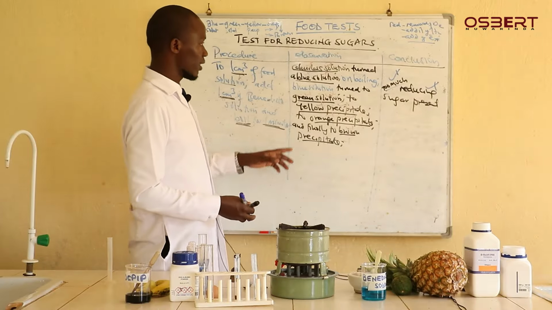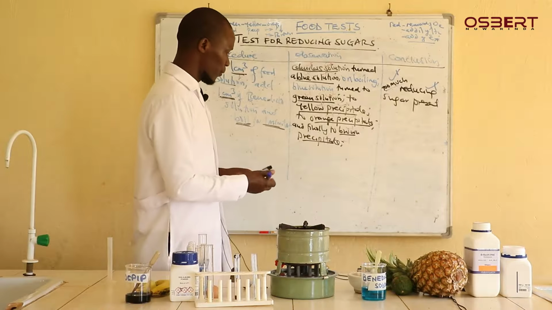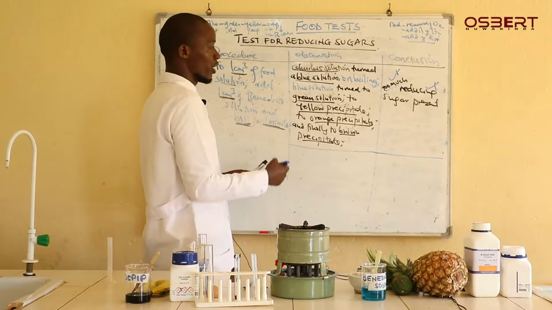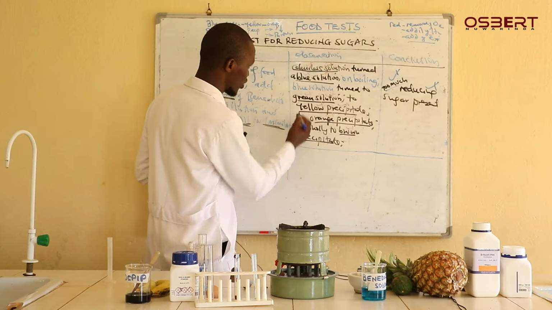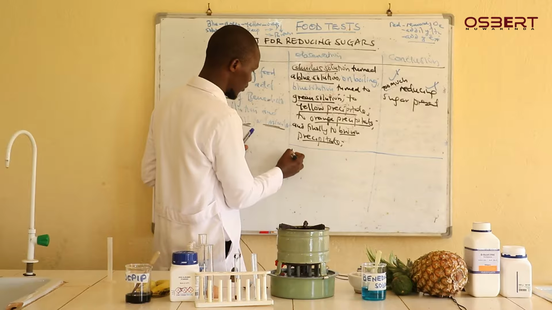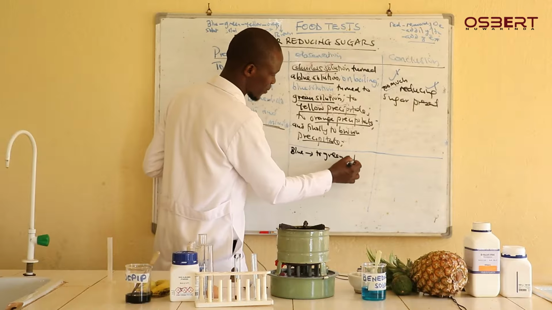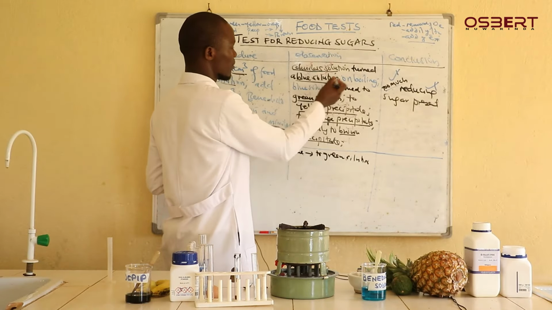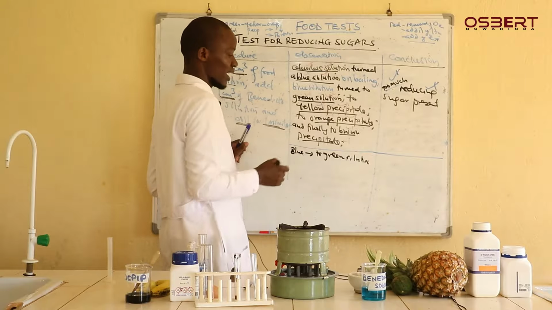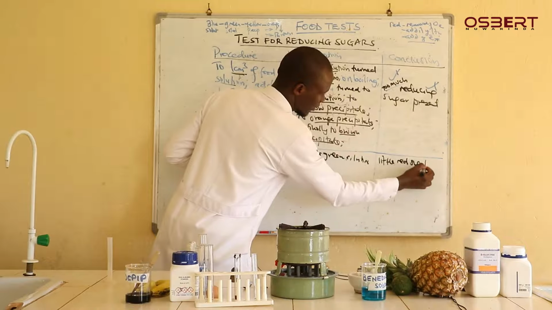So this is how you are supposed to write. Tomorrow, if you get your own solution and you boil, assume it was a colorless solution, and the colorless solution turns to a blue solution. On boiling, the blue solution turns to a green solution and it stops there. Then that means you say little reducing sugars are present.